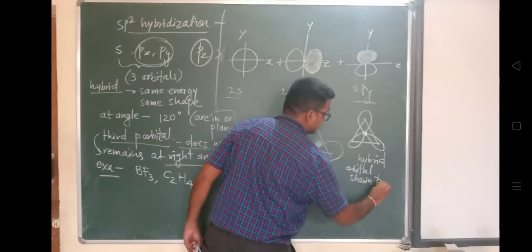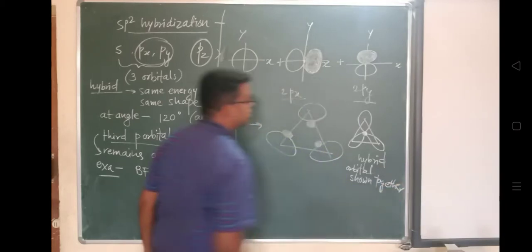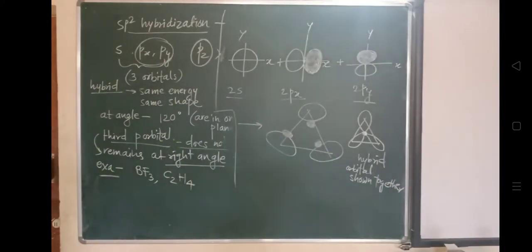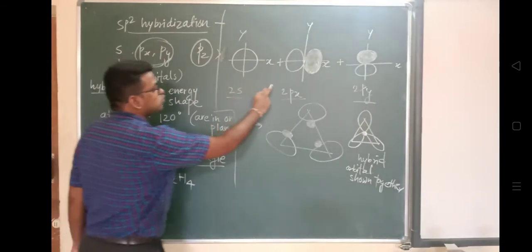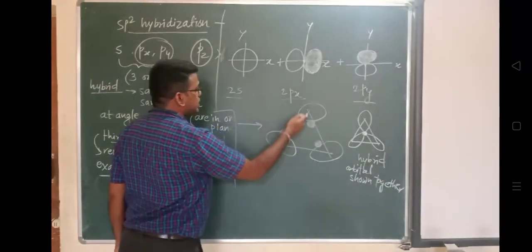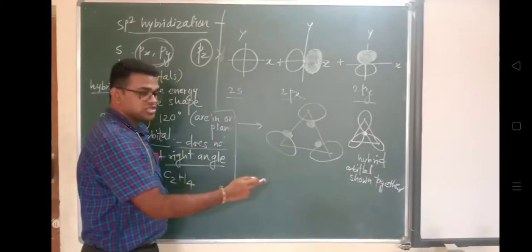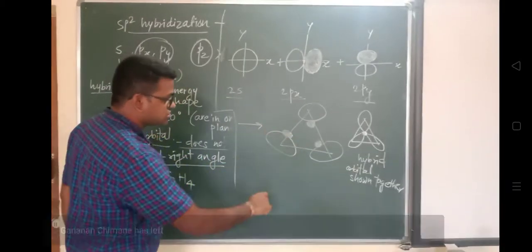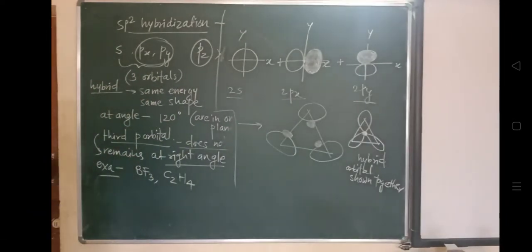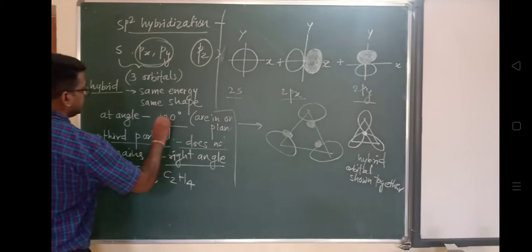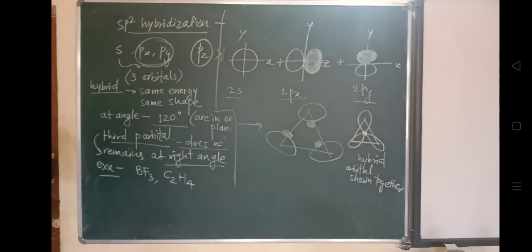The participating orbitals are one s orbital and two p orbitals. In this way it will form a coplanar structure, a triangular structure in one plane. The orbitals will be shown like this, and there will be a 120-degree angle between them. Now we'll discuss the formation of the C2H4 molecule. We'll see both examples, C2H4 as well as BF3 molecules, in sp2 hybridization.